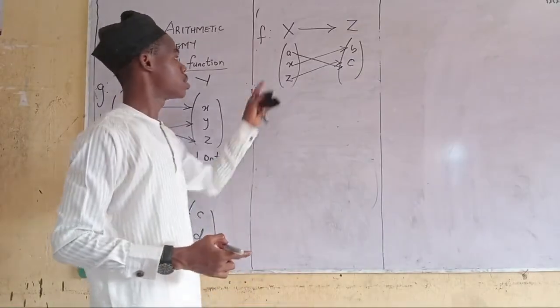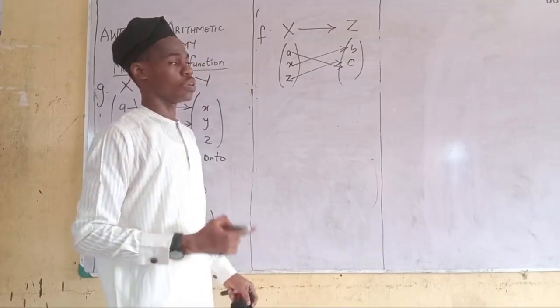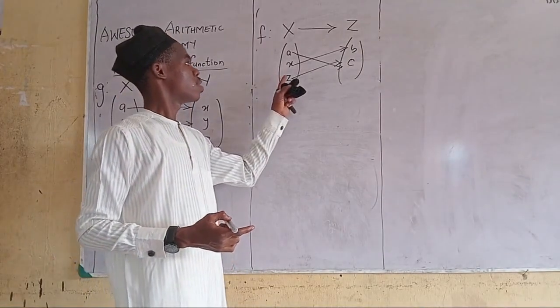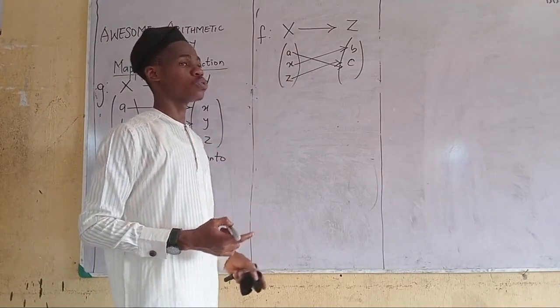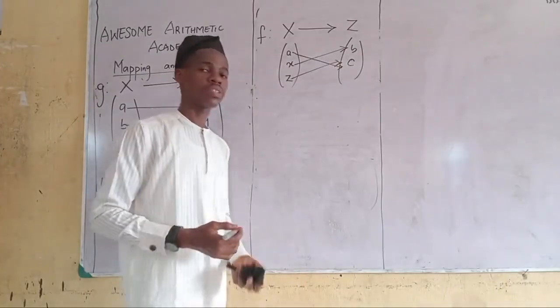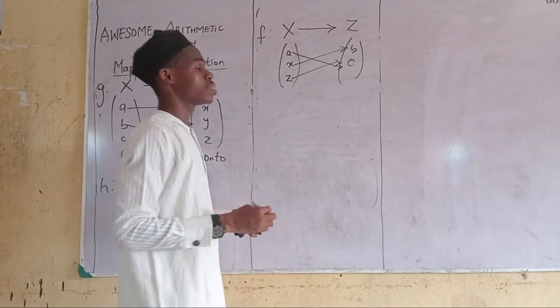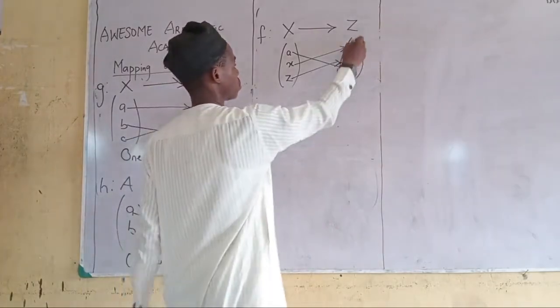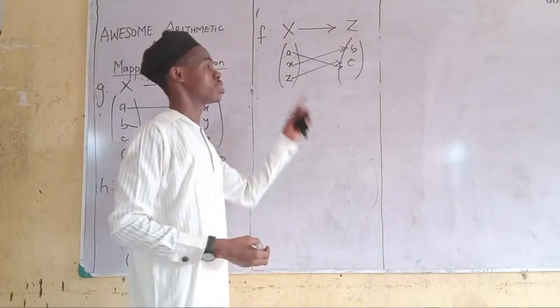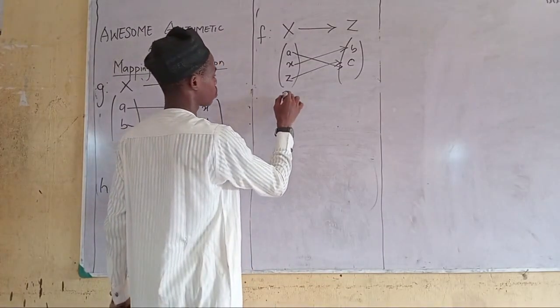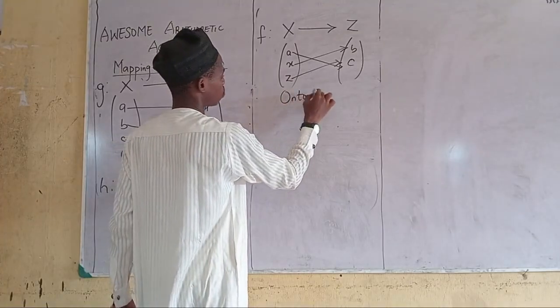And then is it now one-to-one or onto? It is onto. The reason it is not one-to-one is because the elements at the domain are not having different elements at the codomain. And the reason it is onto is because all the elements here are what? Images of elements at the domain. So in that case, we say it is onto mapping.